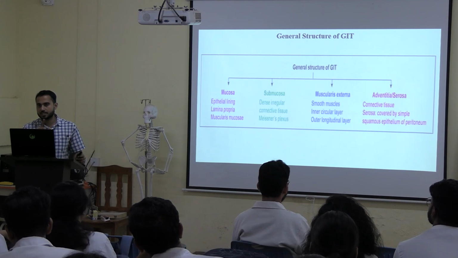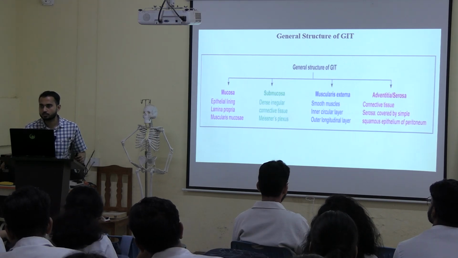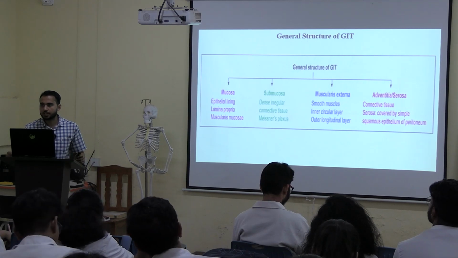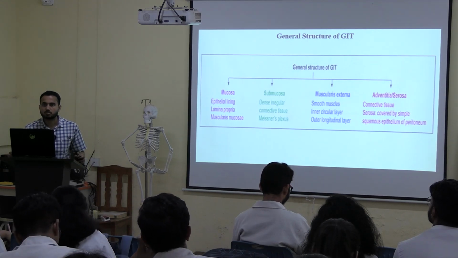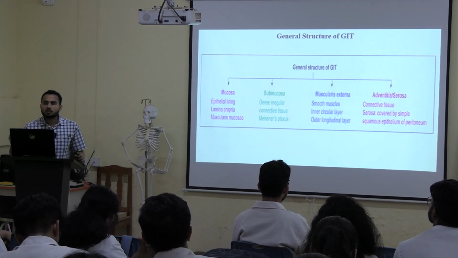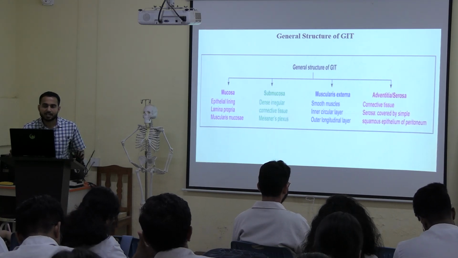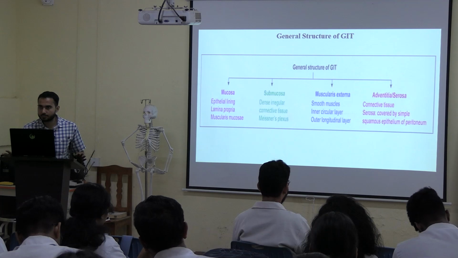Adventitia we have already discussed in the case of trachea, if you remember. I don't know whether you have revised or not. The adventitia is nothing but the connective tissue where large blood vessels, nerves, and lymphatics are present.